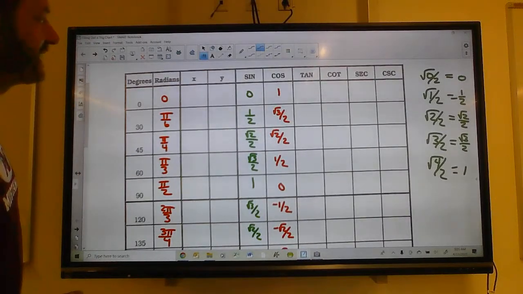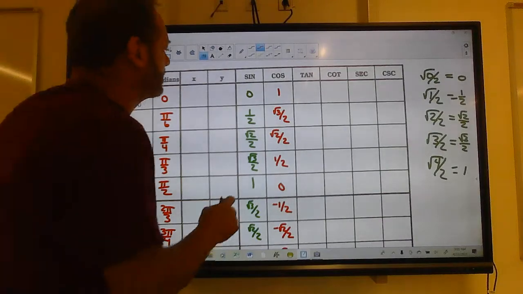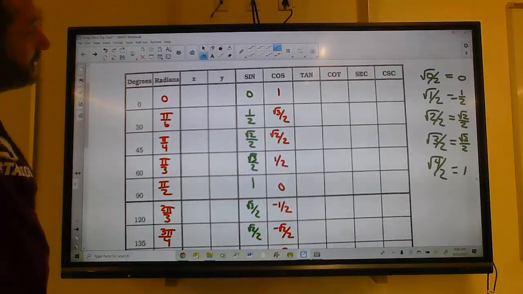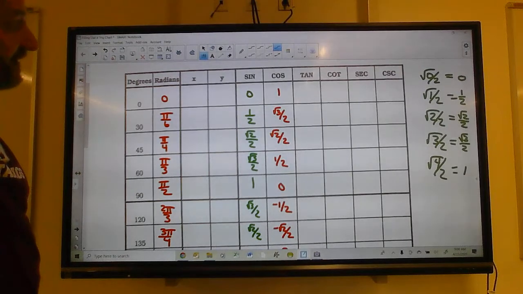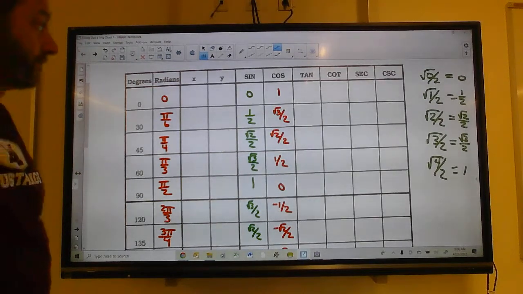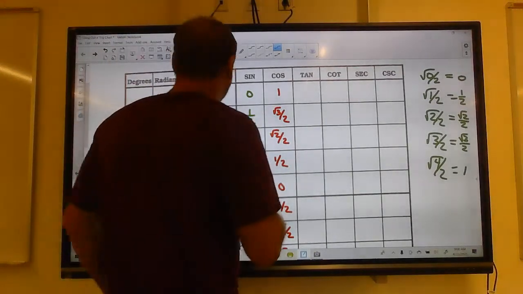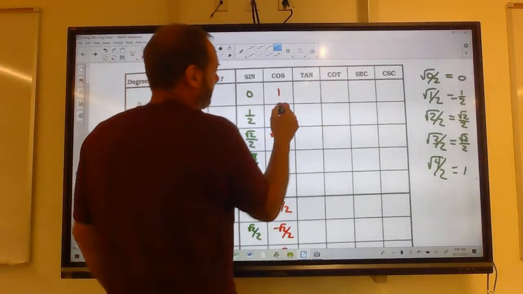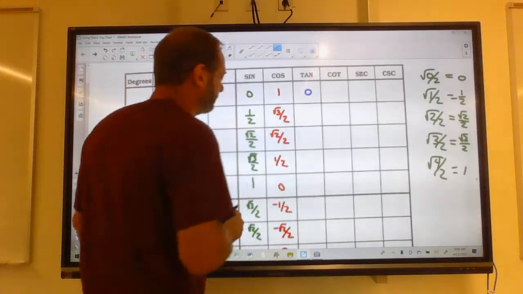Now tangent takes a little bit of work on some of them, because tangent, remember, is the sine divided by the cosine. So you have to remember that. So sine divided by cosine, 0 divided by 1 is going to be 0.